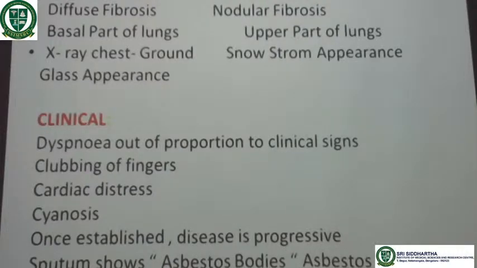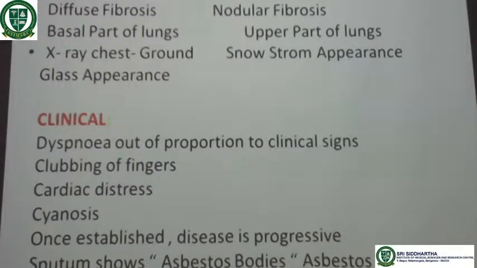Just focus on these two, this is important, asbestosis and silicosis. In asbestosis, diffuse fibrosis will be seen. In silicosis, nodular fibrosis. In asbestosis, the basal part of the lung is involved and the X-ray shows ground glass appearance, whereas in silicosis, the upper part of the lungs is involved and the X-ray shows snowstorm appearance. Once again I am repeating, in silicosis the X-ray shows snowstorm appearance, whereas in asbestosis it shows ground glass appearance. These are the important differences for these particular diseases.